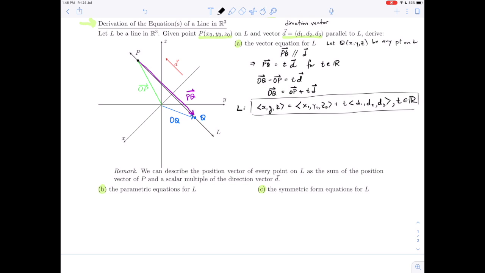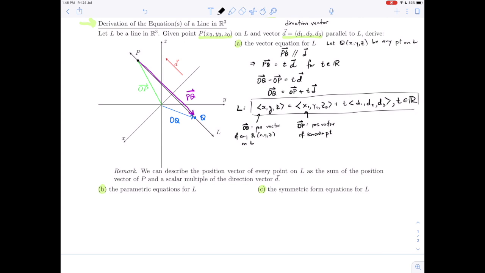So this x, y, z, that is our vector OQ. That's the position vector of any point Q, x, y, z, which is on the line. This vector here, that was the position vector OP. That's the position vector of the known point, right? Because P was given.